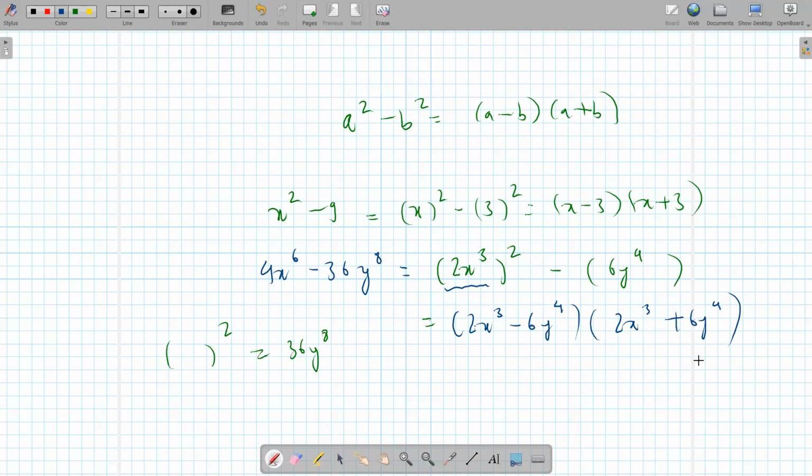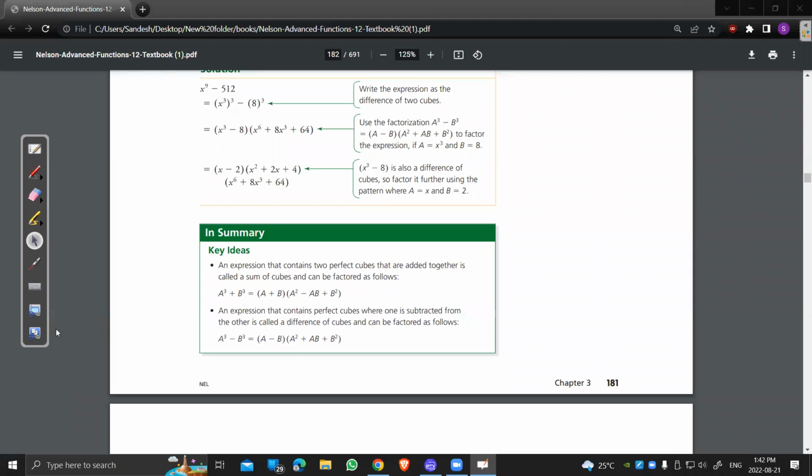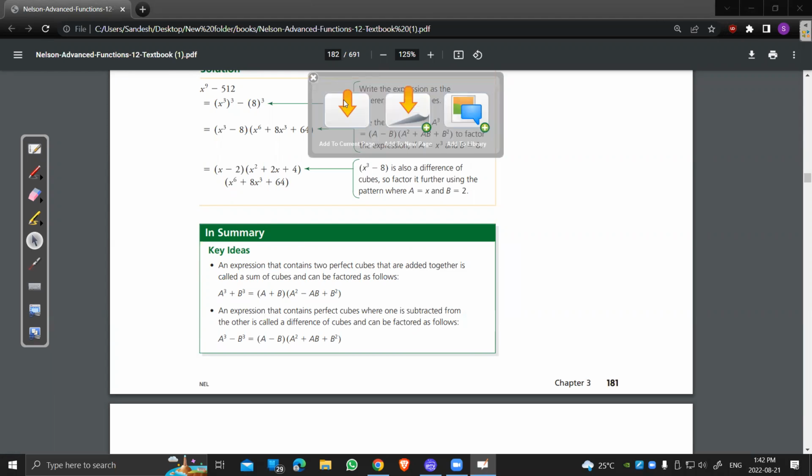Just think about it like this. Something squared is this. So this is difference of squares, okay? Difference of squares. Now we're going to take it up one more level. We're going to do difference of cubes. And the formula for this one is a little bit more complicated. It's not that bad though. It's very, very similar, but it's a little bit different.